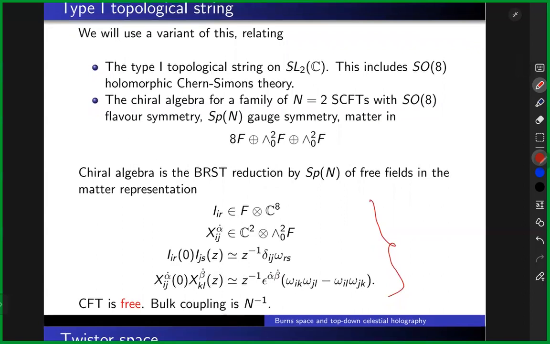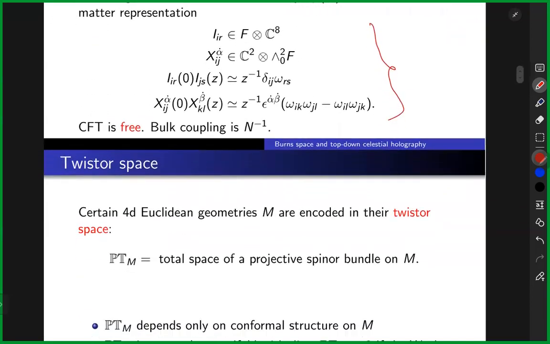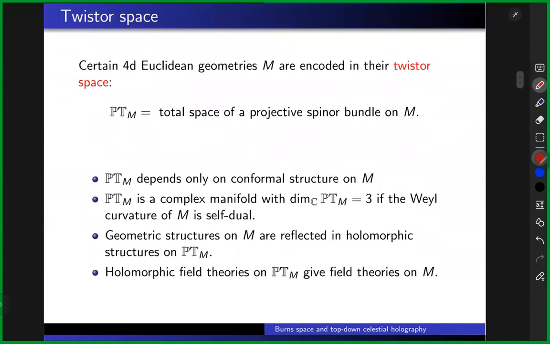I want to use this together with twistor space to get something that lives on spacetime. So I need to remind you a little bit about what twistor space is, unless there are questions or anything. So twistor space, this is this beautiful story invented by Penrose many years ago. And it's a way of understanding solutions of physical PDEs in terms of complex geometry.